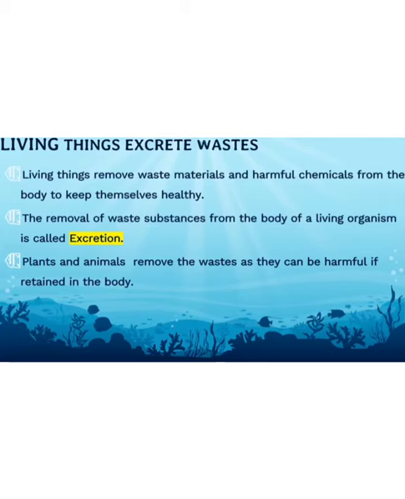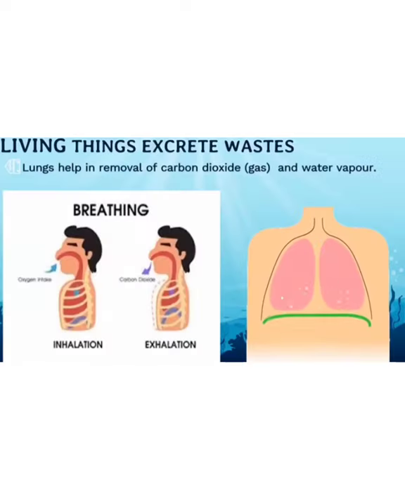All the living things get rid of wastes from their body. The important waste substances which are produced in the body of the animals are carbon dioxide, urea, feces, that is, a solid waste, etc. The animals give out carbon dioxide when they breathe out the used air. Lungs help in the removal of carbon dioxide gas and water vapor. This process is called exhalation.